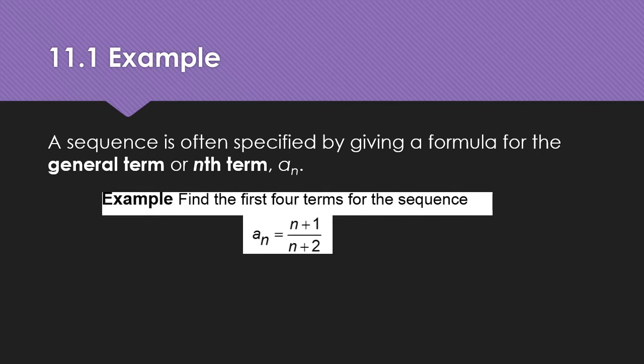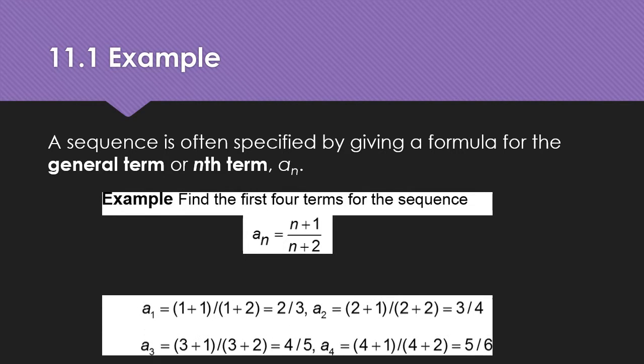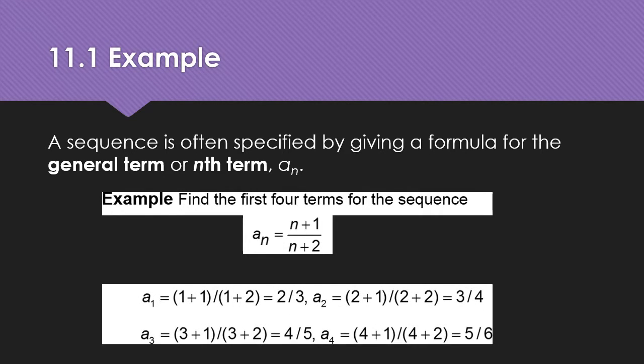For example, we have a sub n equals n plus 1 over n plus 2. You're going to find the first four terms of the sequence. Very simply, all you're going to do is, one at a time, replace the n's with the number 1 and get an answer, then 2, get an answer, 3, and then 4. Pause the recording, give this a try, and resume to check your answer. So you should have gotten 2/3 for the first term, 3/4 for the second, 4/5 for the third, and 5/6 for the fourth.